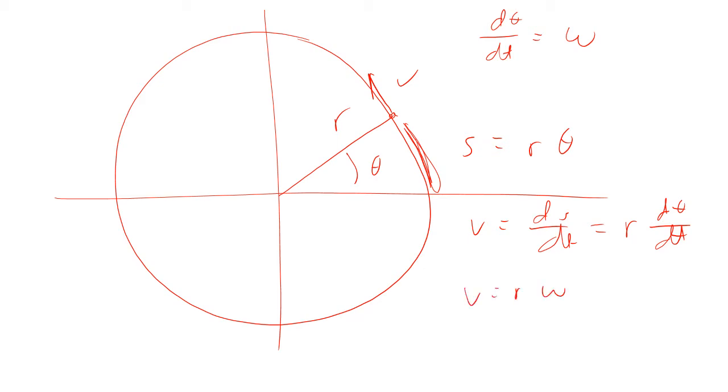Now, the acceleration is dv dt, so that's going to be r d omega dt. And so we're going to make another definition. We're going to say that d omega dt is alpha. So that's going to be r alpha. What we found was that for x, the derivative of x is v. The derivative of v is a.